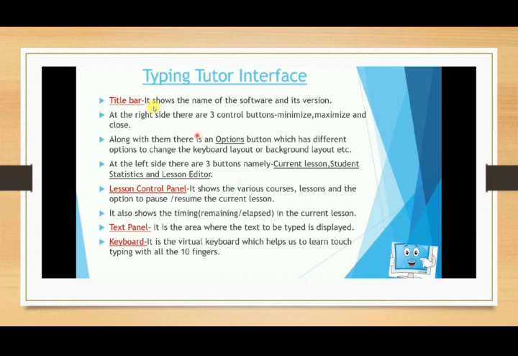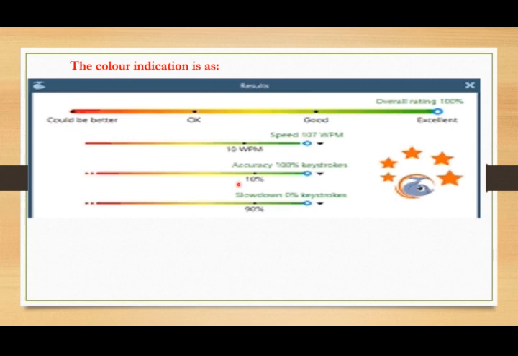So students, that clears the definitions of various parts of the Rapid Typing interface we learned just now. Now we have the color indication. Whenever we complete the lesson, the result window displays like this. In the title bar, you can see Result is written. We note the result in the form of four colors: green, yellow, red and orange.